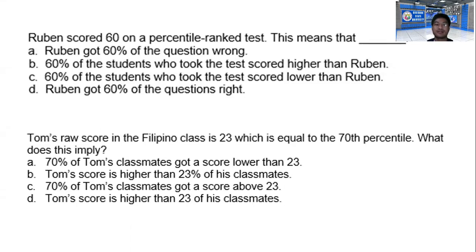Kaya kung si Tom ang ika-70th percentile, so na 30 katao pa nga mas taas sa iya. Kung sa 100 siya, na below sa iya nga 70. So 70% of Tom's classmates got a score lower than 23.